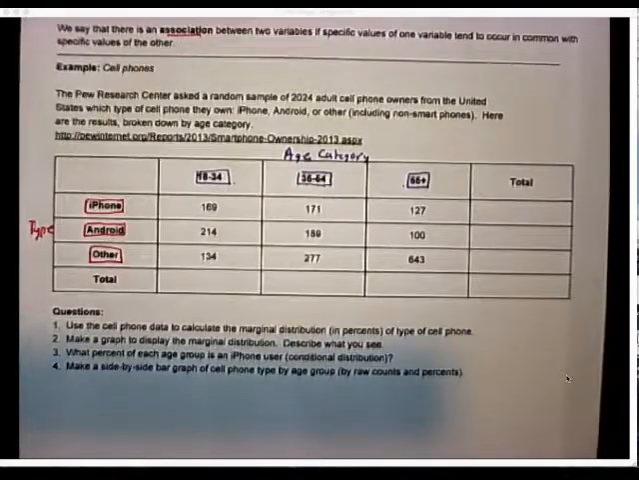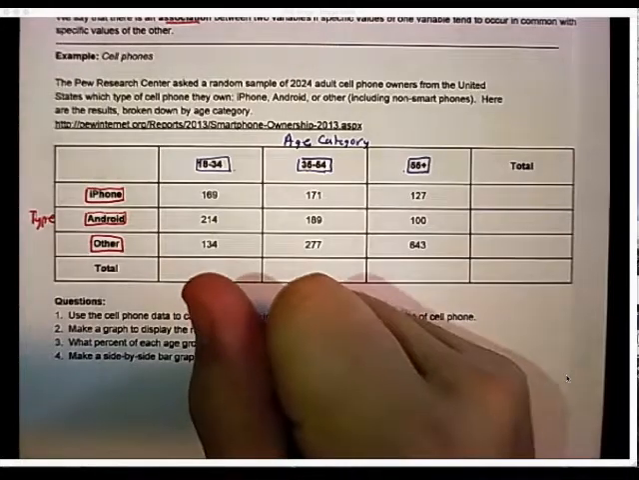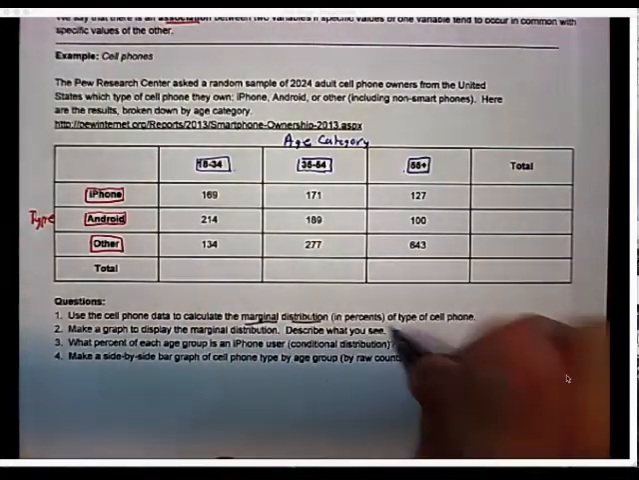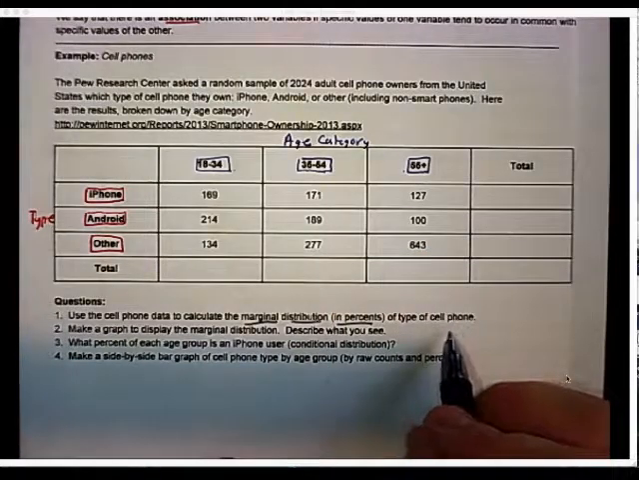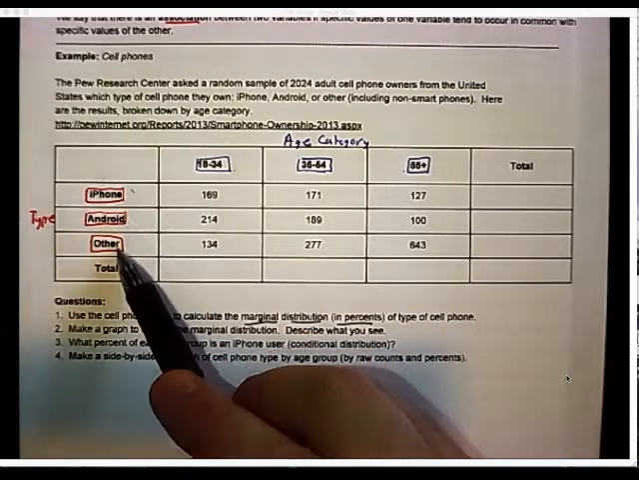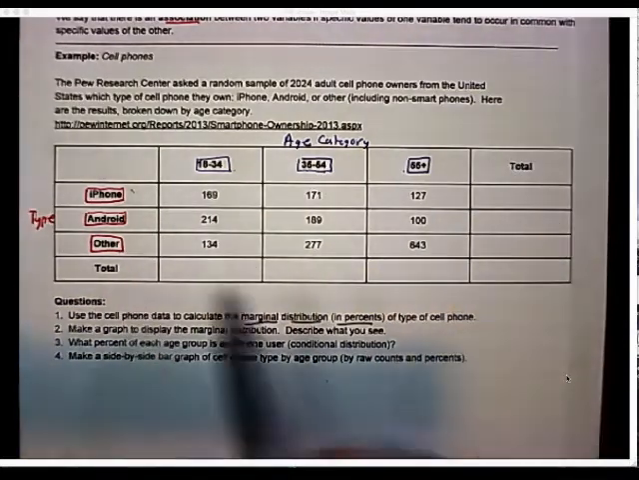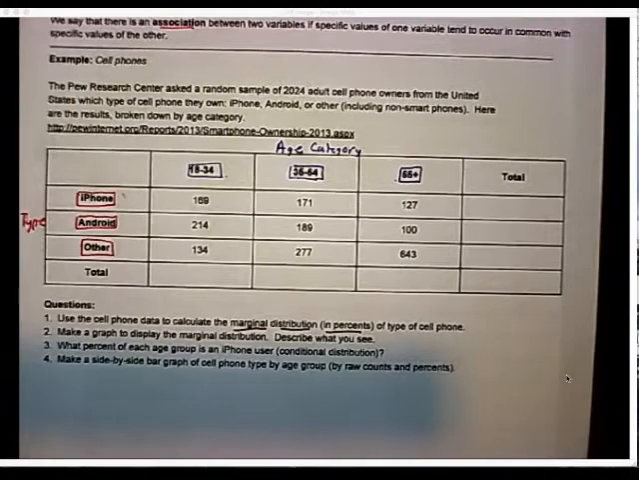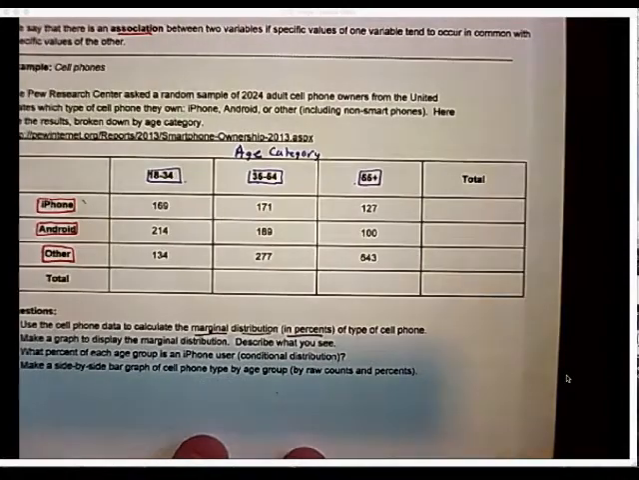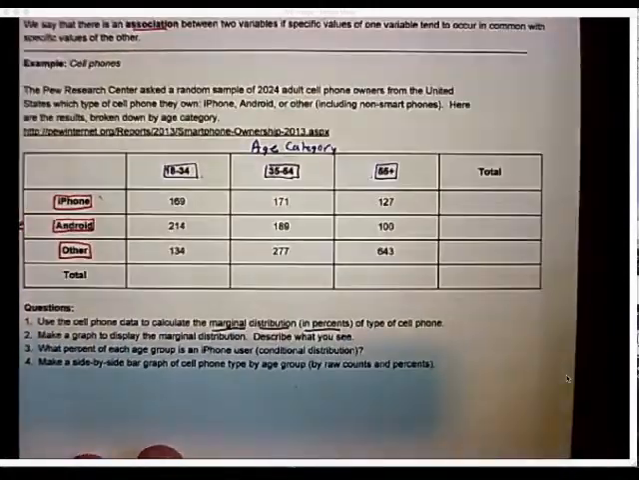So, number one down here, it says use the cell phone data to calculate the marginal distribution in percents of type of cell phone. Okay, so we have three types of cell phones. When we see a two-way table, sometimes they give us total information, but sometimes they do not. If you do not see total information, it's always a good practice to total everything up. So let's total up each row.